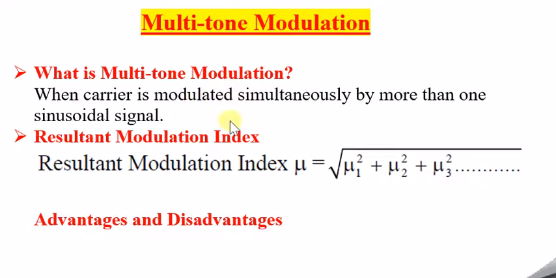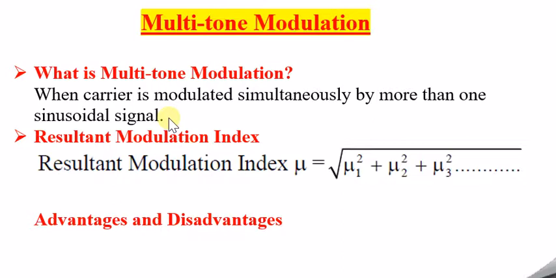Okay, so this is the multi-tone modulation. I hope it is very clear now. To summarize, if the message signal consists of only one frequency component, go for single tone modulation. If the message signal consists of different frequency components, go for multi-tone modulation. I hope it is very clear now. So now the modulation is done. Multi-tone modulation is already done.